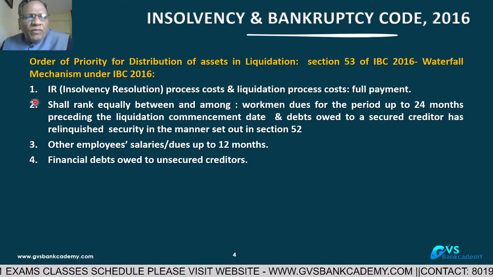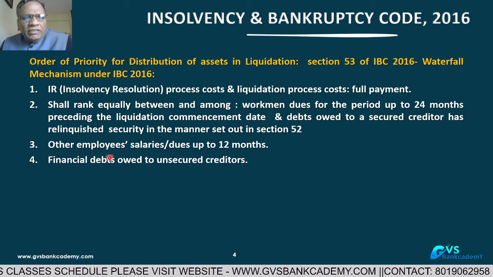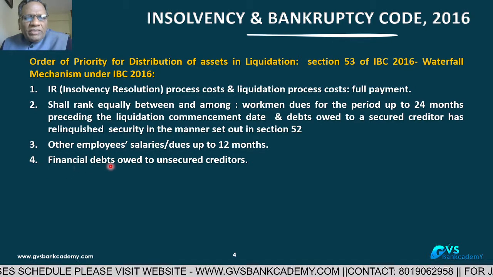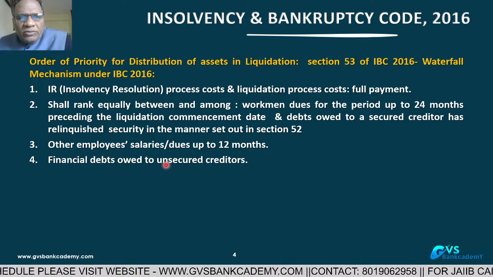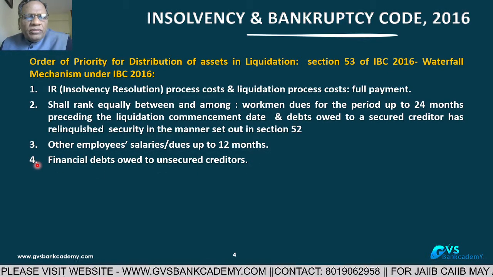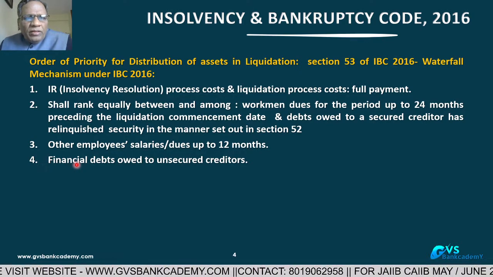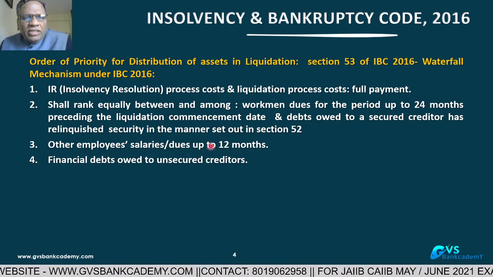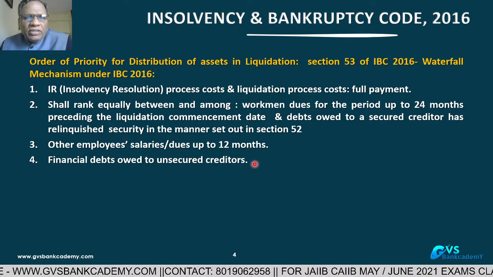After completion of the first, second and third points, any surplus for distribution will go to financial debts owed to unsecured creditors, meaning the banks that had given loans without any security. That is the fourth stage. After completion of the third stage, any surplus will be available for the fourth, that is, unsecured financial creditors.